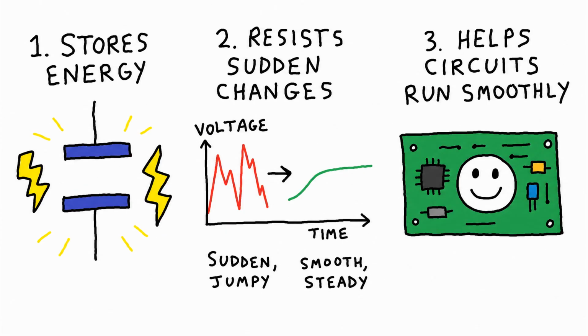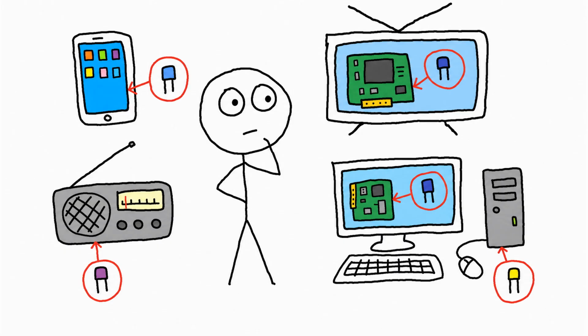So in simple terms, a capacitor stores energy, resists sudden voltage changes, and helps circuits run more smoothly. Once you understand capacitors, you'll start seeing them everywhere in electronics.